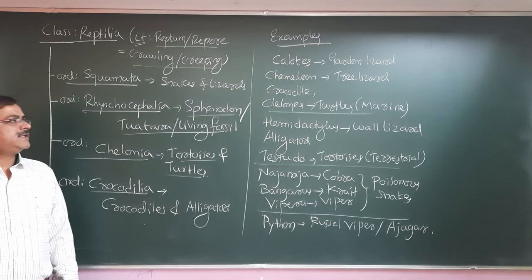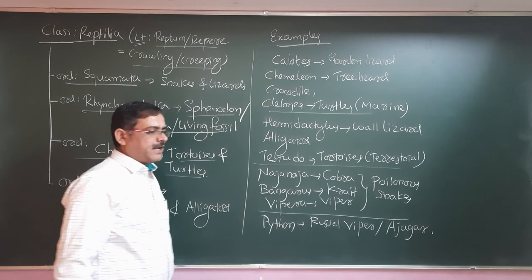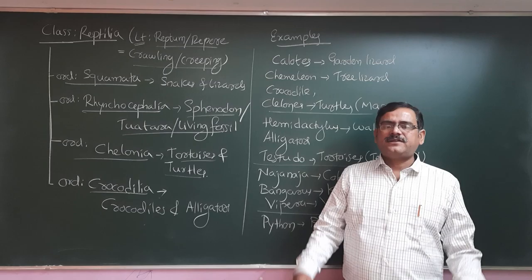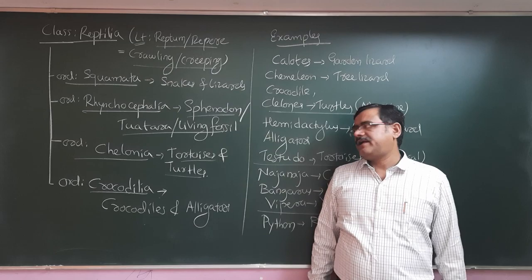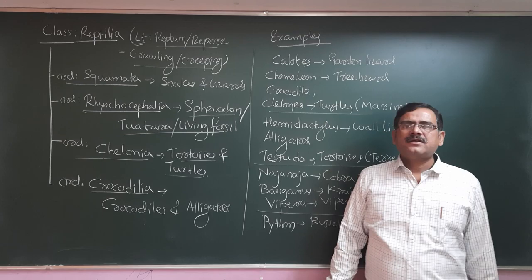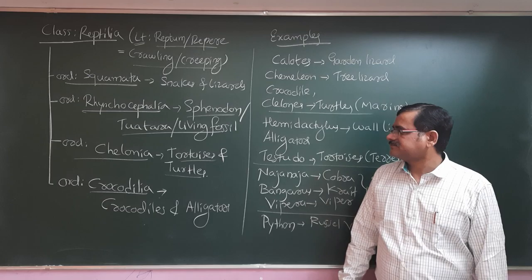a highly photosensitive pineal gland, and that is mainly visible as the pineal eye spot. So a pineal photosensitive structure which acts like a third eye. So this is mainly the Rhynchocephalia or Sphenodon, which is seen mainly in New Zealand, and there are very, very few species living. So their population is also very, very low, and they are called a living fossil.